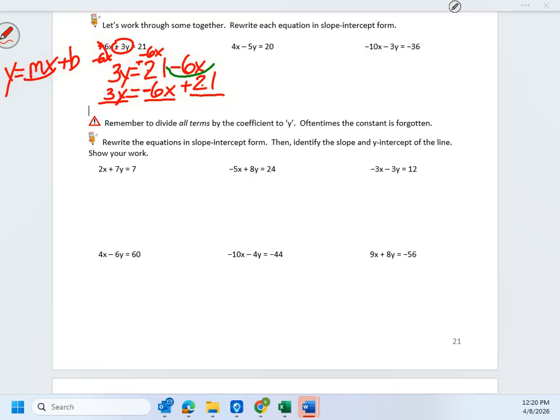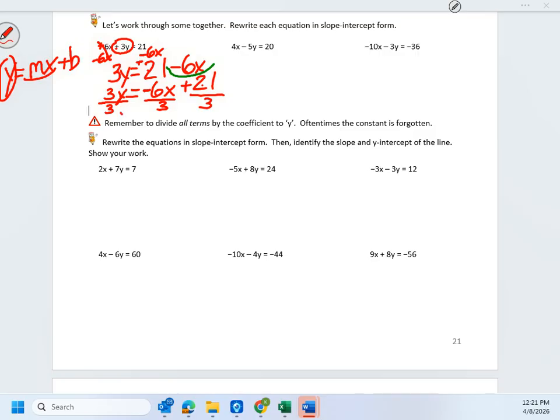What am I going to divide by? What's the coefficient to the y? Ellie? 3. The 3. Remember, the coefficient's the number in front of the variable. Our variable we're looking at is the y because we want to get down to just y equals. So we're going to divide all of these terms by 3.